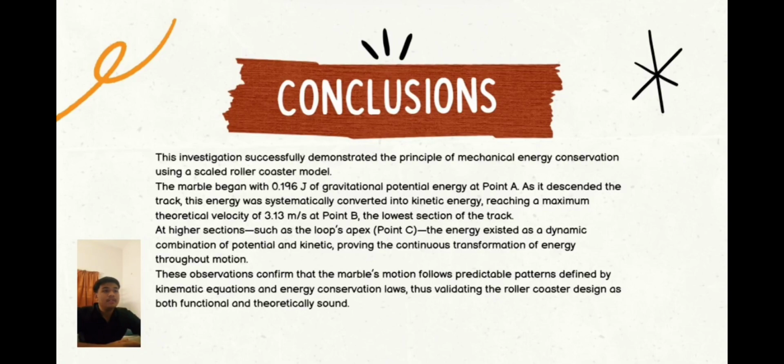For conclusion, this investigation successfully demonstrated the principle of mechanical energy conservation using a scale roller coaster model. The marble began with 0.196 joule of gravitational potential energy at point A. As it descended the track, this energy was systematically converted into kinetic energy, reaching a maximum theoretical velocity of 3.13 meters per second at point B, the lower section of the track.